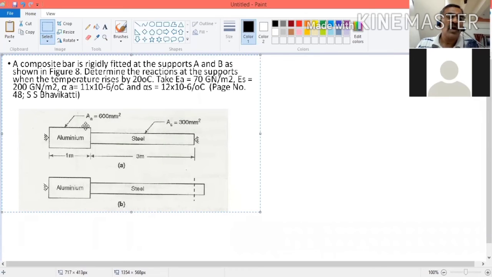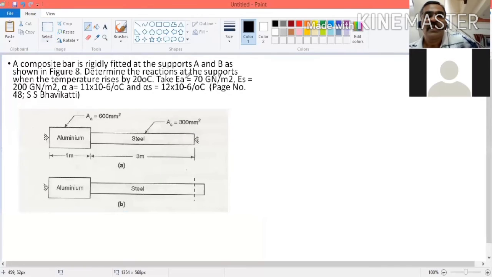Now the expansion of the aluminum. How to write the equation for expansion of the aluminum? Equation is alpha A, T A, L A. What is alpha? Thermal expansion coefficient of the aluminum. This is temperature rise in aluminum. This is length of aluminum. When it is raised by 20 degree, this much the aluminum will expand.